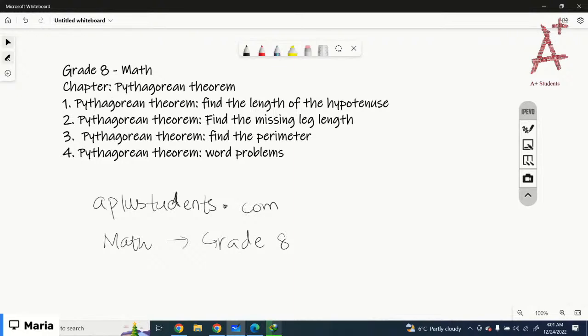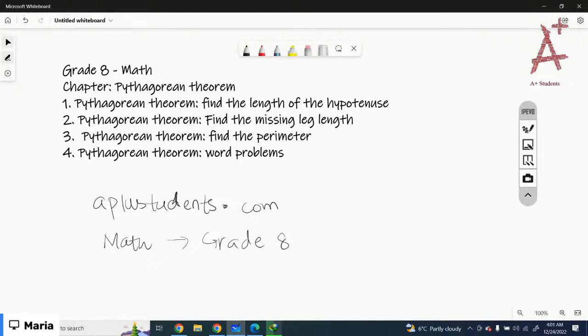We're going to start with the chapter Pythagorean theorem. Here is the list of the lessons we're going to cover today: Pythagorean theorem, find the length of the hypotenuse; Pythagorean theorem, find the missing leg length; Pythagorean theorem, find the perimeter; and Pythagorean theorem, word problems.